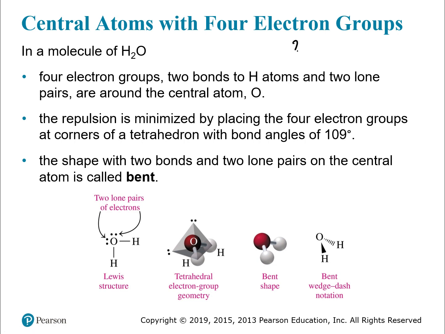We can also have 4 electron groups that are broken up as 2 bonded pairs and 2 lone pairs. In the case of water, that's what we have. The Lewis structure, you've got oxygen in the center. You've got the 2 hydrogens bonded to that oxygen. And oxygen has 2 sets of lone pairs.